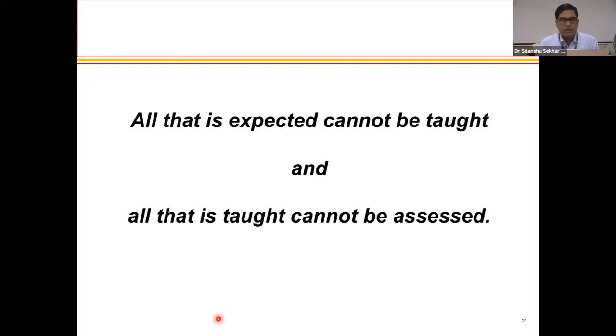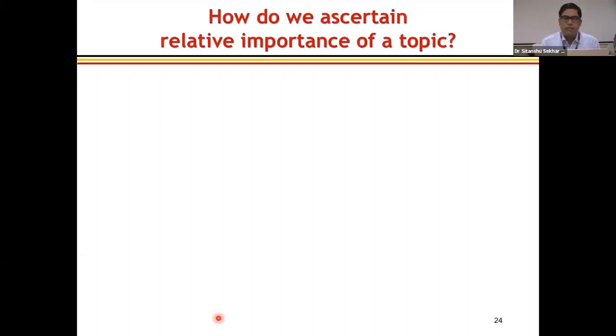The second one is, please read this statement, which is quite self-explanatory: all that is expected cannot be taught and all that is taught cannot be assessed. If we agree to this statement, how do we then ascertain the relative importance of a topic? How do you decide which topic is more important for a learner to learn? The first thing we do is rely on our own judgment, that this chapter should be taught at length.